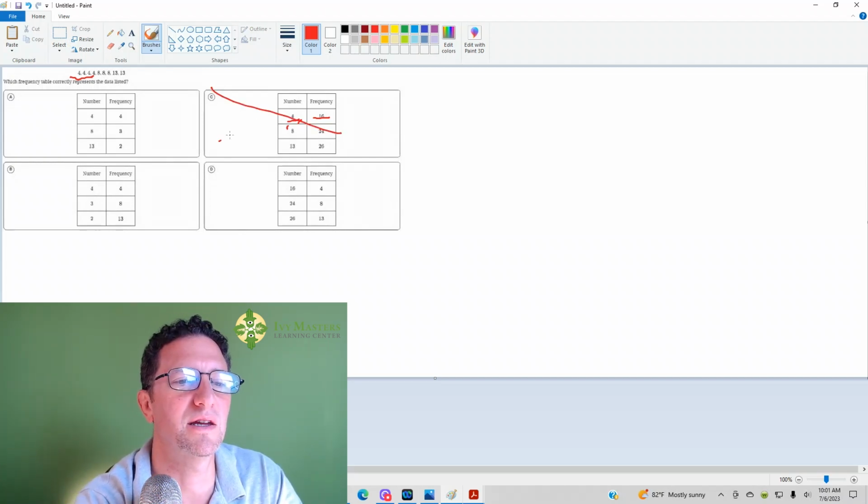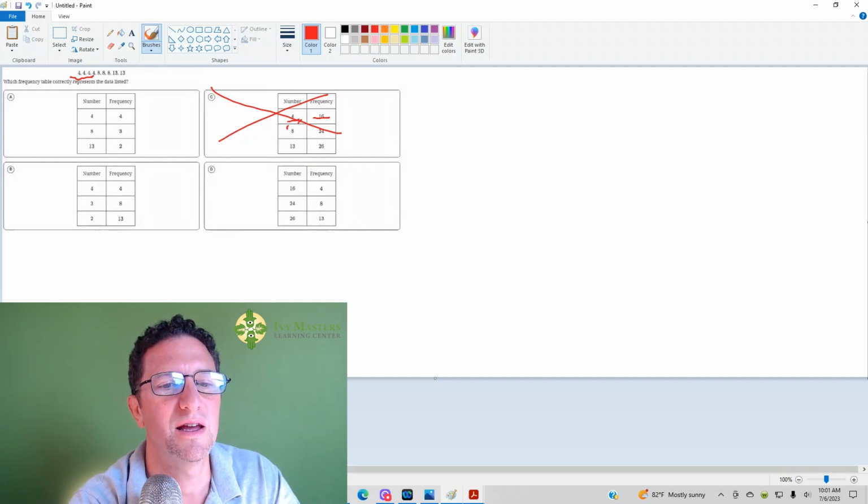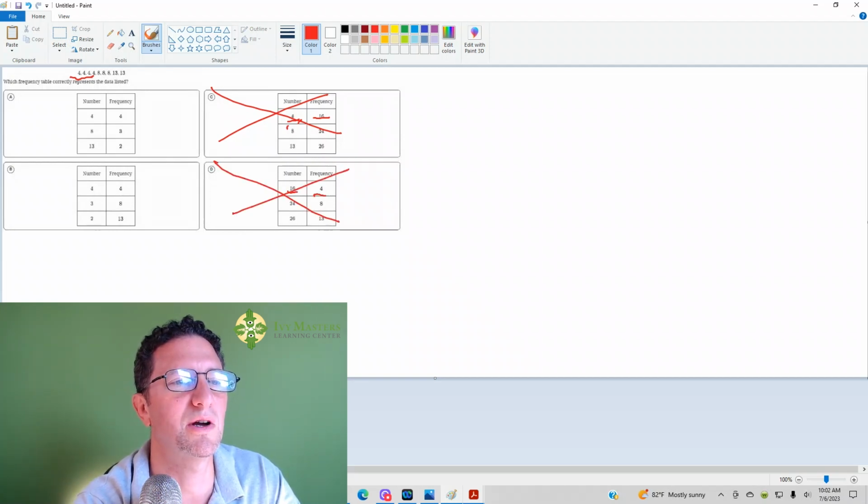So C is gone. If we look at answer choice D, then we've got four 16s. So again, the number is 16 and it occurs four times. That's your frequency. That's gone as well. What do we have next?